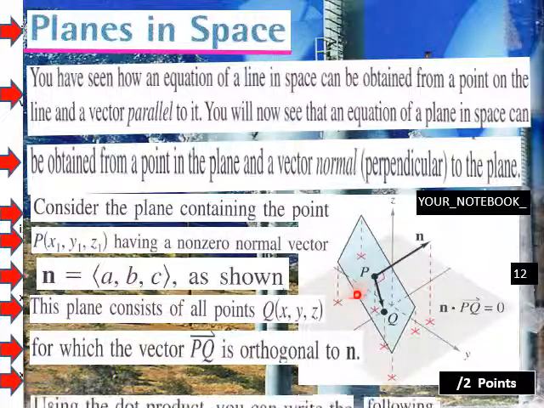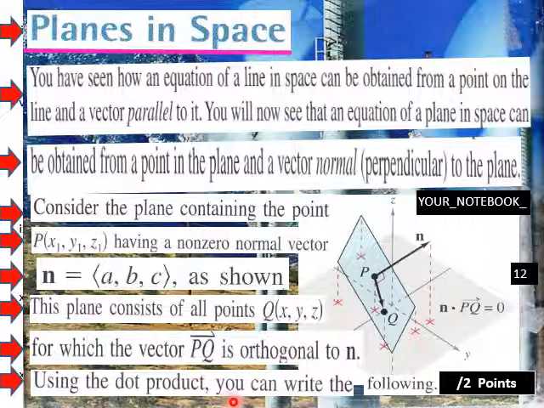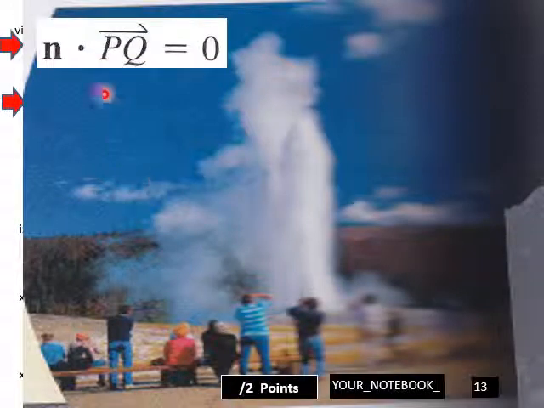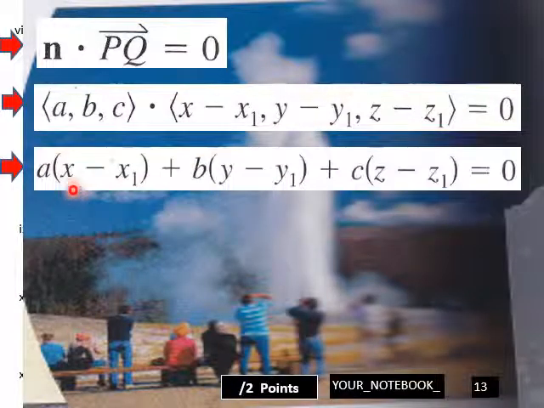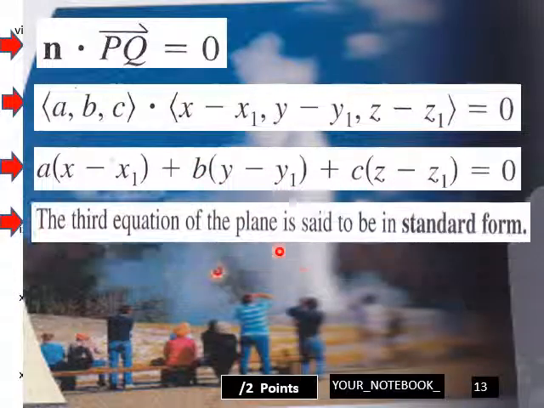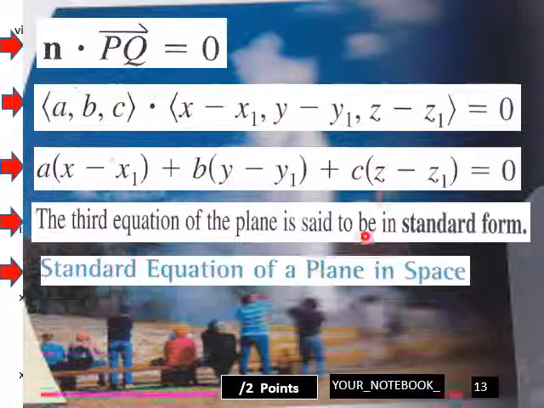Using the dot product, n times vector PQ equals 0, meaning a, b, c times our direction vector will equal 0. So a times x minus x1 plus b times y minus y1 plus c times z minus z1 equals 0. This equation of the plane is said to be in standard form.